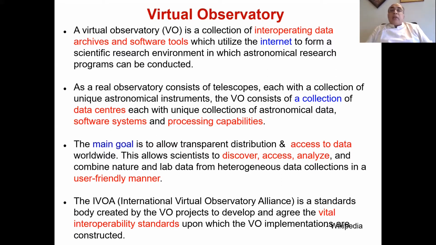As a real observatory consists of telescopes, each with a collection of unique astronomical instruments, the VO consists of a collection of data centers, each with unique collections of astronomical data, software systems, and processing capabilities. The main goal is to allow transparent distribution and access of data worldwide. This allows scientists to discover, access, analyze, and combine nature and lab data from heterogeneous data collections in a user-friendly manner. The International Virtual Observatory Alliance is a standards body created by the virtual observatory projects to develop and agree on the vital interoperability standards upon which VO implementation is constructed.